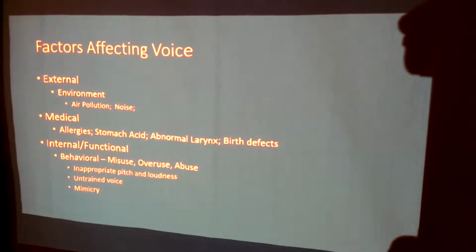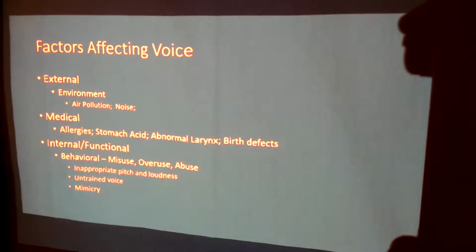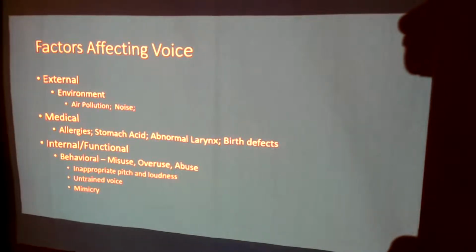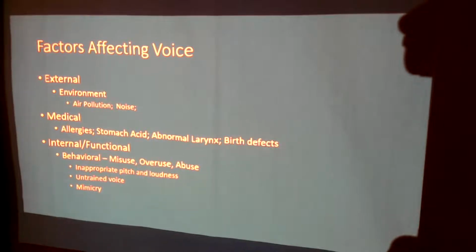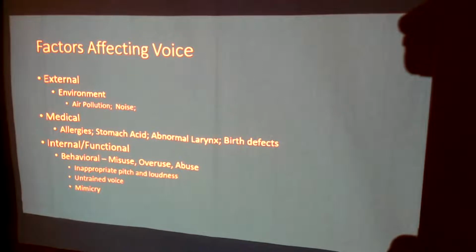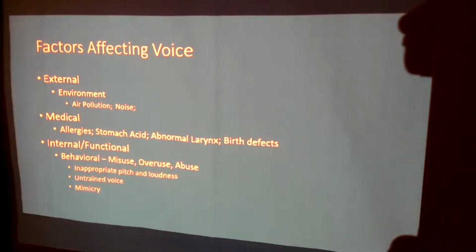Medical reasons that can affect, as I mentioned, air pollution and allergies, are some of the common reasons why one can have a poor voice. If the allergy is more upper respiratory, or around your nose and throat area, that is going to lead to a lot of phlegm and cold, and all these will make you cough, clear your throat, and you can lose your voice there. Stomach acid.